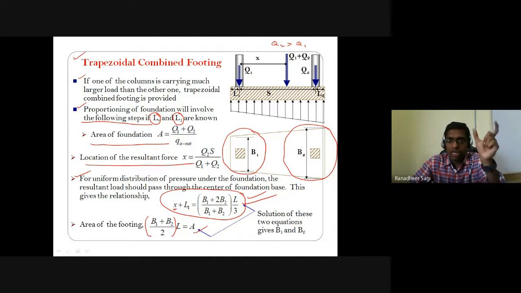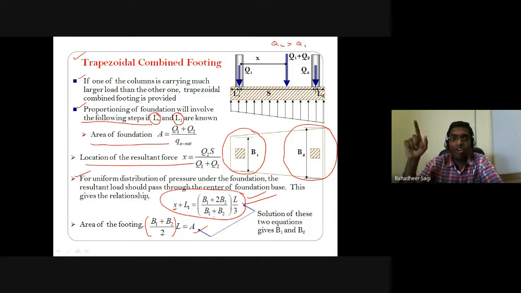L1 is what you have already initially chosen. The length of the combined footing is also what you have initially chosen. So only two unknowns are your B1 and B2. From these two equations, calculate the B1 and B2 values. Once B1 and B2 are known, go back to your fundamental expressions of bearing capacity to determine the ultimate bearing capacity of that combined footing. Once the ultimate bearing capacity is known, calculate the allowable bearing capacity, then the net allowable bearing capacity.